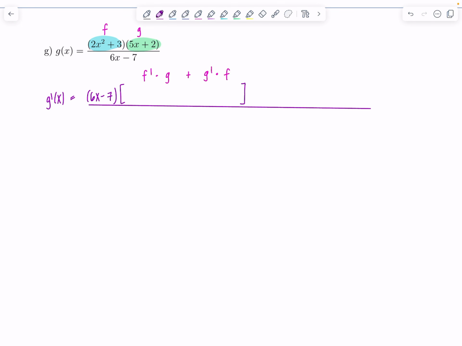F prime is 4x, very good, times G, leave it alone, 5x plus 2, plus G prime, derivative of the numerator of 5x plus 2 is 5, and then times F, leave it alone, 2x squared plus 3. I think earlier I wrote F G prime. It doesn't matter. Multiplication's commutative. Okay, so here's low, D high. Minus high, so the numerator, as is, don't touch a thing. And then D low, derivative of 6x minus 7, 6. Very good. Over low, low.